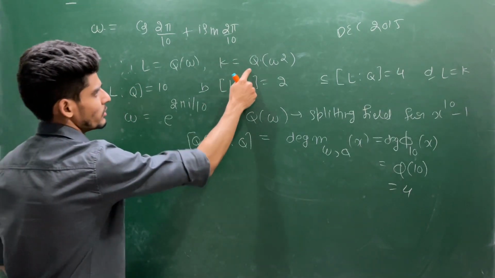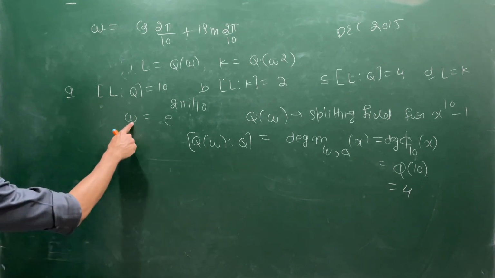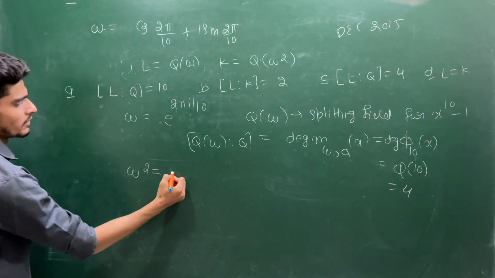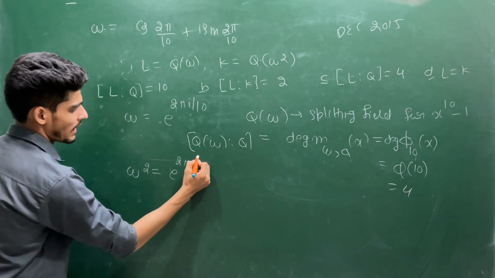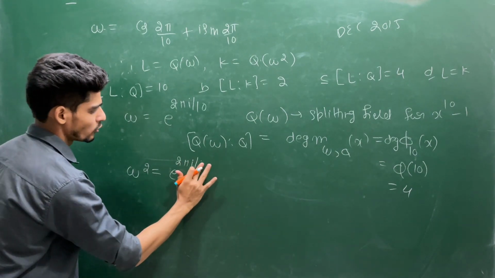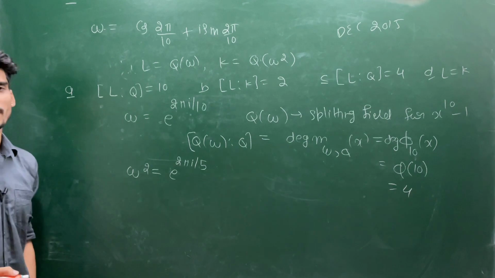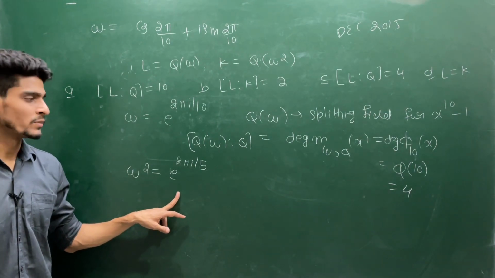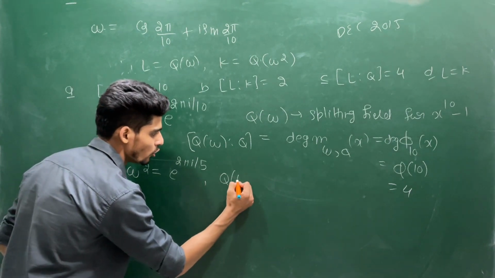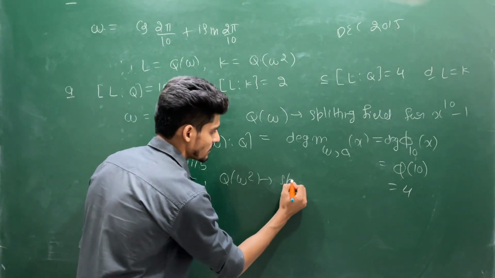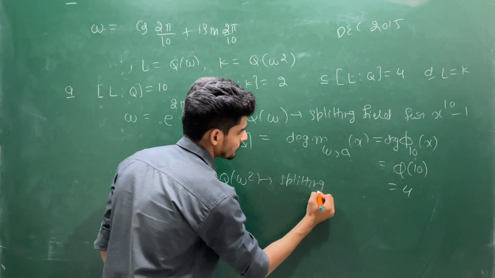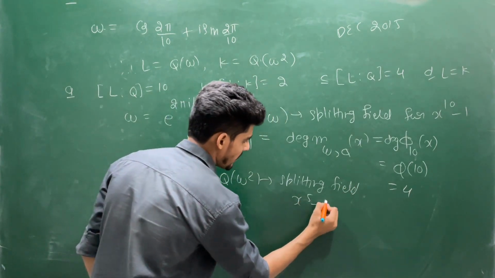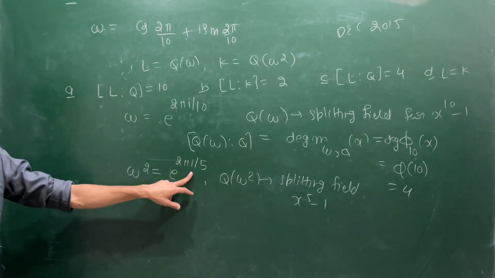Now what can you say about this Q(omega square)? Once you know omega, what is omega square? Omega square is e to the power 2 pi i by 10, okay, 2 pi i by 5. This will be your omega square. Now you can see this is the 5th primitive root of unity. So if you are looking at this extension Q(omega square), this is the splitting field for the polynomial x to the power 5 minus 1, because this is the 5th primitive root of unity.